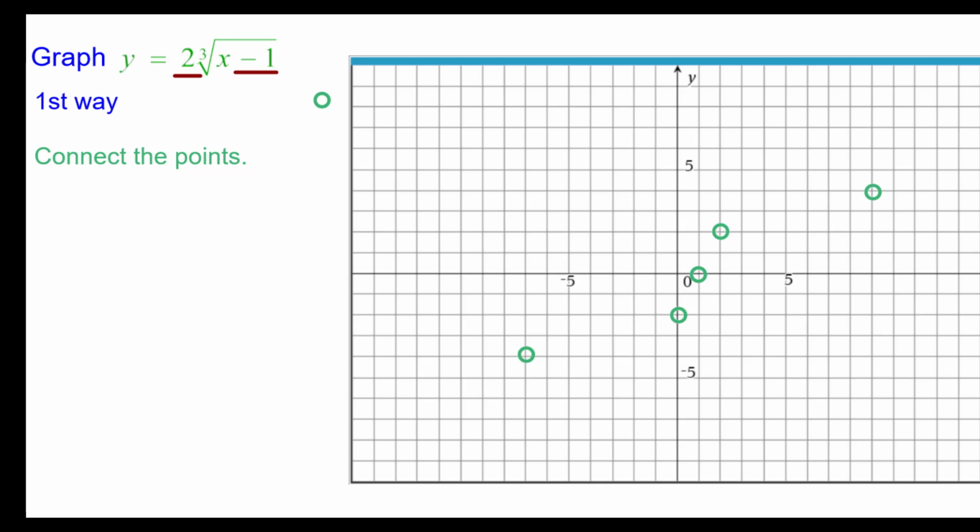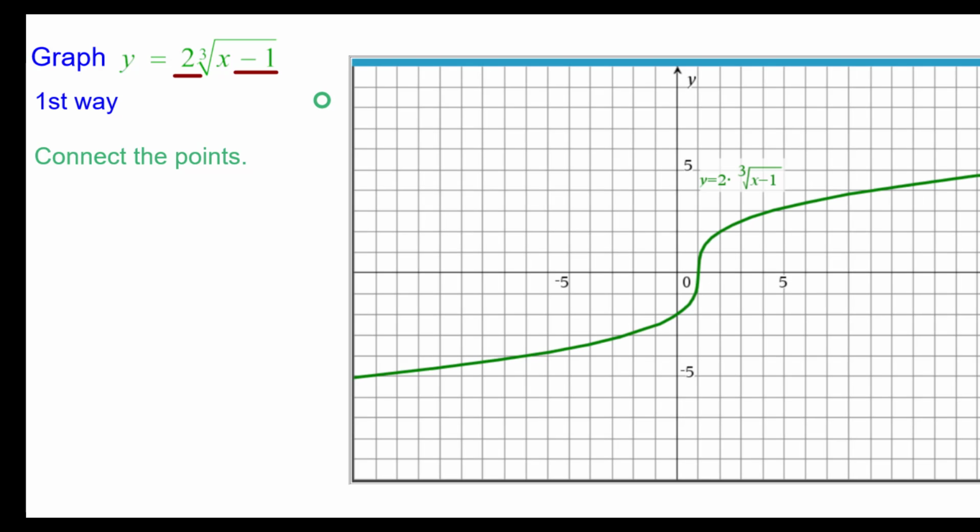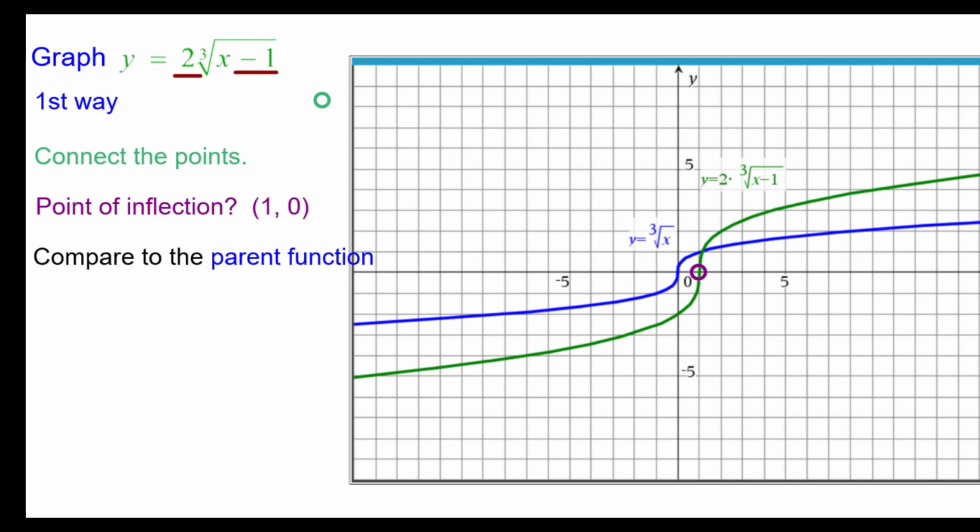Connect the points to look like a cube root graph. Point of inflection again is at the point 1, 0. And we compare it to the parent function.